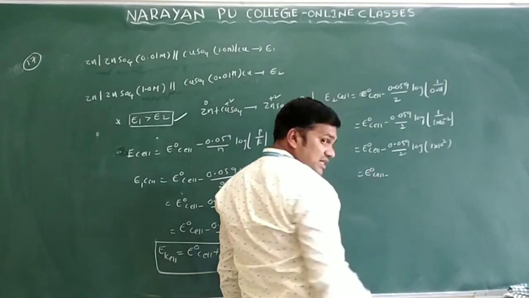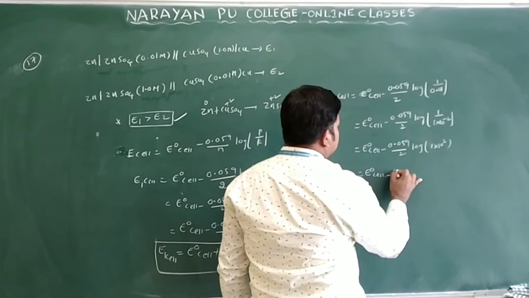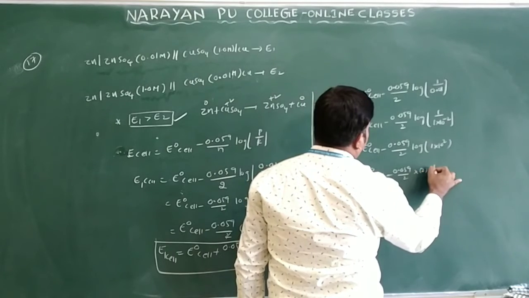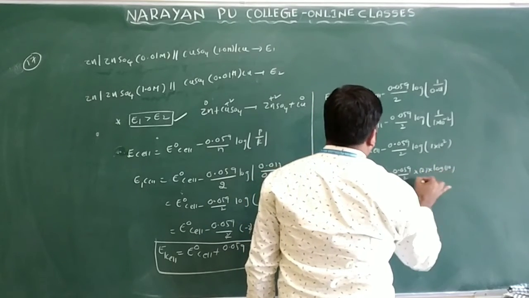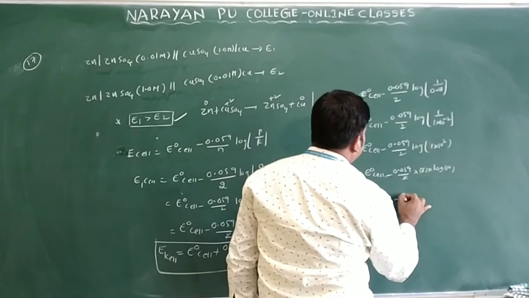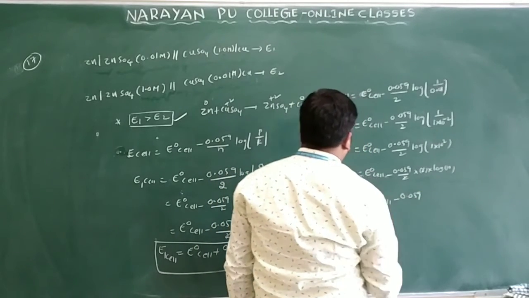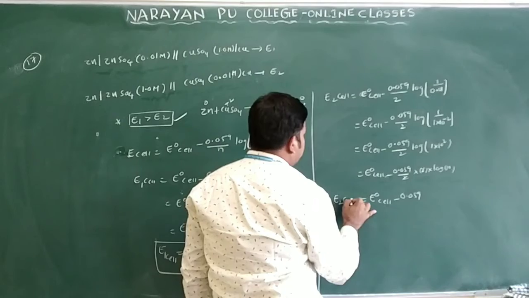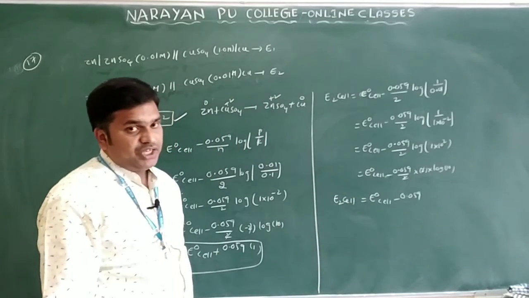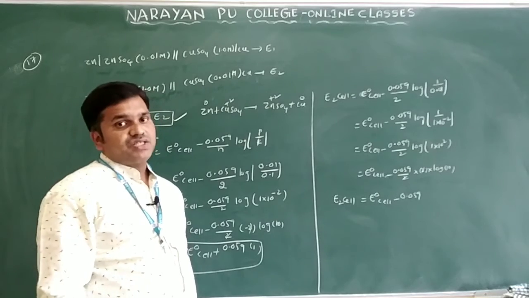E naught cell minus 0.059 by 2 into 2 into log 10. With the 2 cancelling, you will get E naught cell minus 0.059. So this is E2 cell. So here E1 cell is E naught cell plus 0.059, and E2 cell is E naught cell minus 0.059.